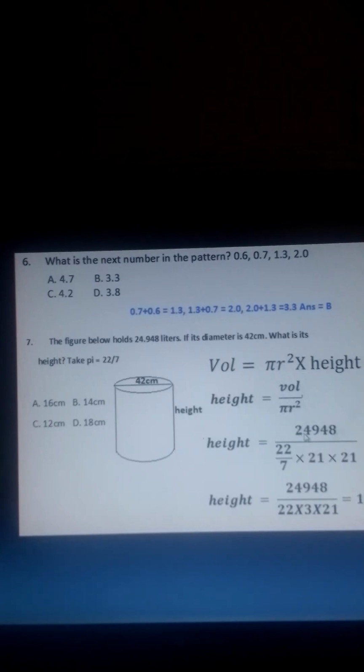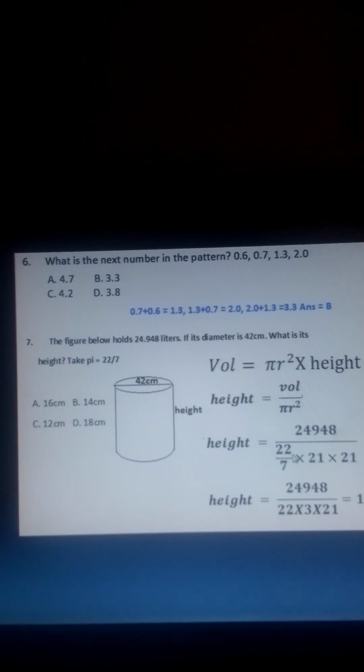Now the volume has been given as 24.948 liters. But because we are working in cubic centimeters, we change this volume into cubic centimeters. 1 liter is equal to 1,000 cubic centimeters. So to change this one into cubic centimeters, we multiply by 1,000, we get 24,948 cubic centimeters. Divide by pi r squared.